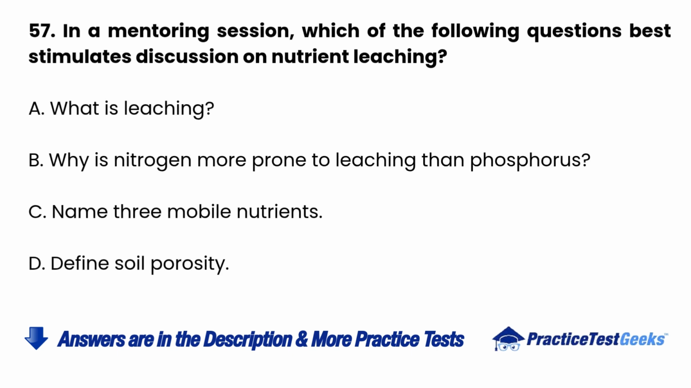57. In a mentoring session, which of the following questions best stimulates discussion on nutrient leaching? A. What is leaching? B. Why is nitrogen more prone to leaching than phosphorus? C. Name 3 mobile nutrients. D. Define soil porosity.